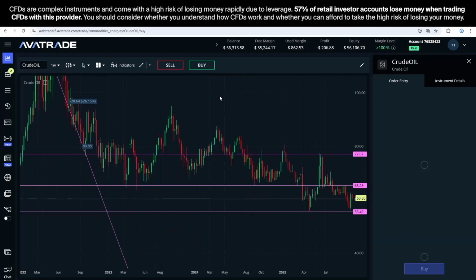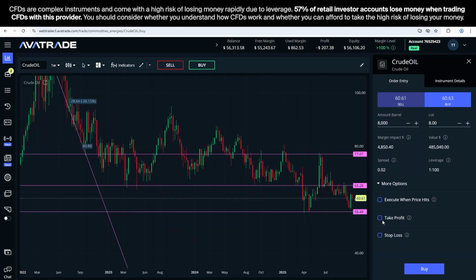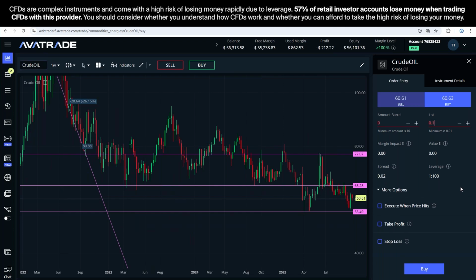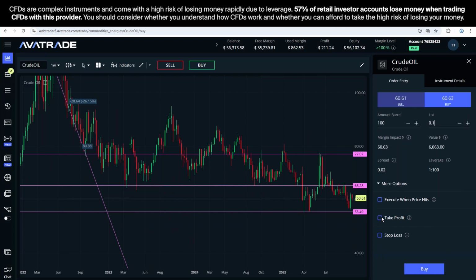If I'm looking and thinking crude oil could go up, I'm probably going in pretty light. This is a longer term move. If I do a tenth of a lot and I'm looking for a take profit up around 65 and a quarter, I'll go 65 flat maybe.